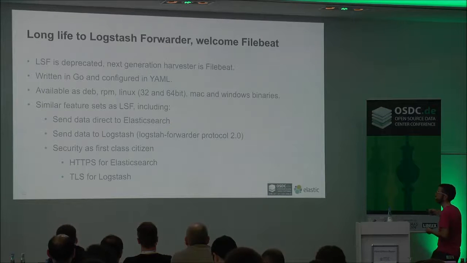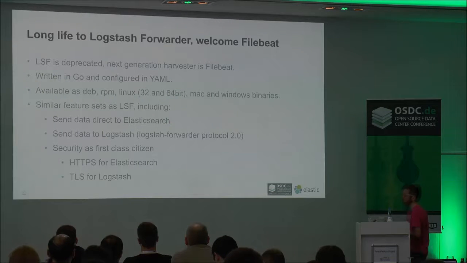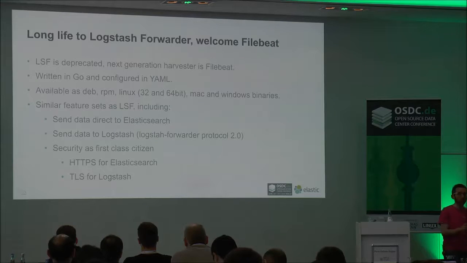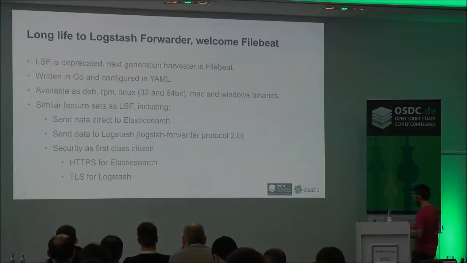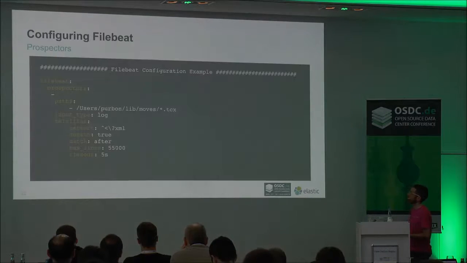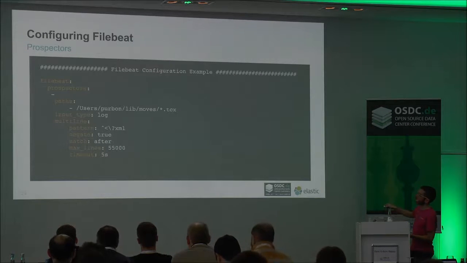Filebeat is written in Go, has a YAML configuration file, and is here for you in deb, RPM, Linux, etc. It has similar features to Logstash Forwarder. It sends data directly to Elasticsearch, so you don't have to go only to Logstash, but you can go to Logstash if you want. It has security, HTTPS, TLS for Logstash, etc. And this is what I showed you before. This is how the configuration looks, including the multi-line pattern.